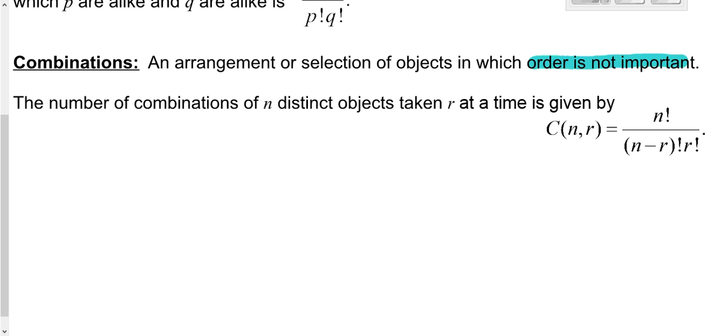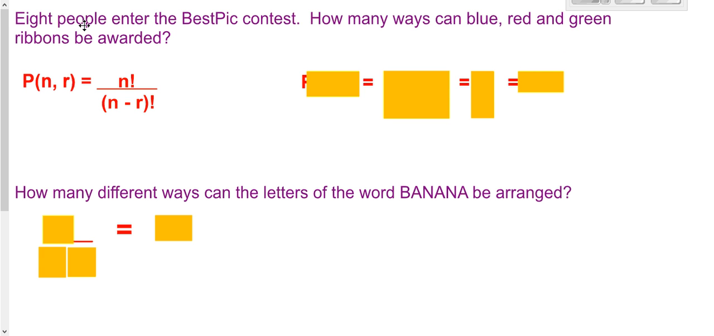So let's go ahead and take a look at a problem. We have 8 people that entered a contest. How many ways can blue, red, and green ribbons be awarded? Well, that's a different situation because if Bob gets blue and Jerry gets red and Rob gets green, that's totally different than if Rob gets blue, Jerry still gets red, and Bob gets green. So the order in which you would select them or assign them makes it totally different. That is a permutation. So we're going to do our permutation.